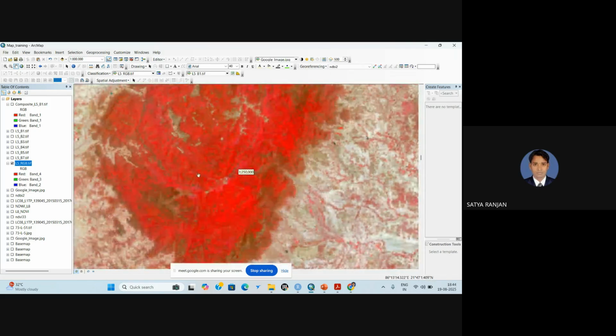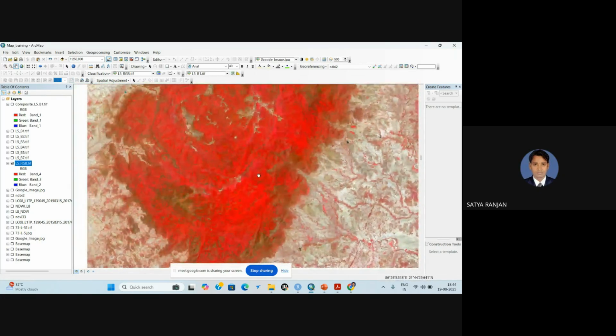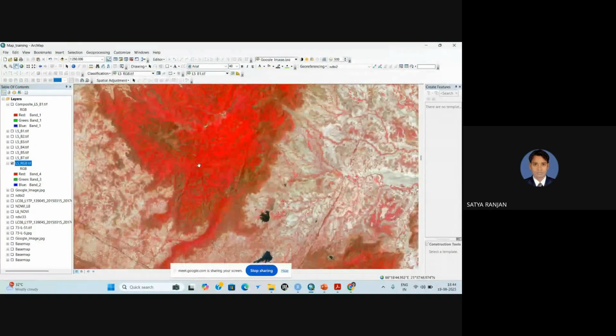These red areas are the forest areas, the high density forest area. Sir, the screen is not visible. That's why it looks like a red color.